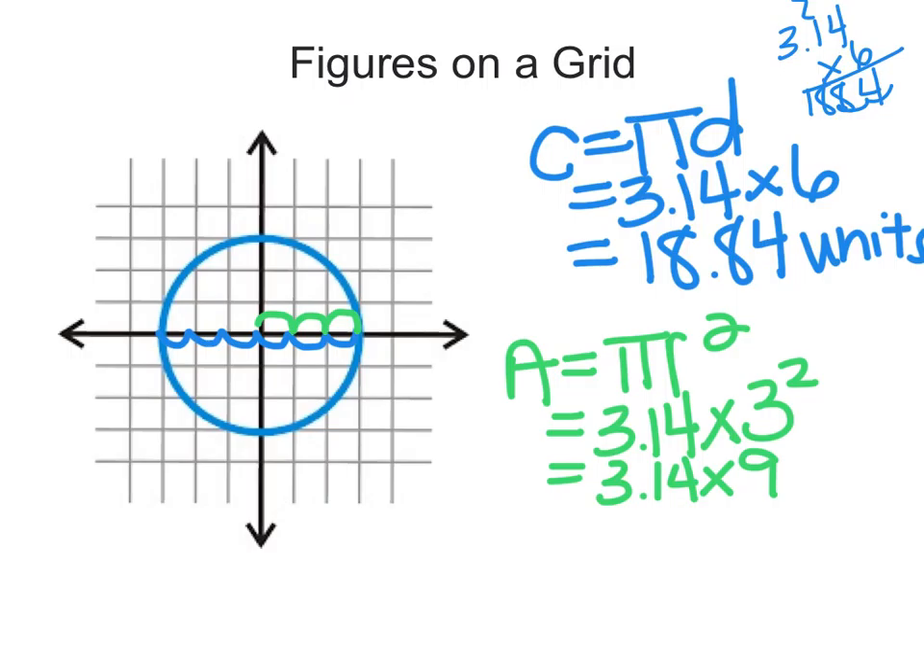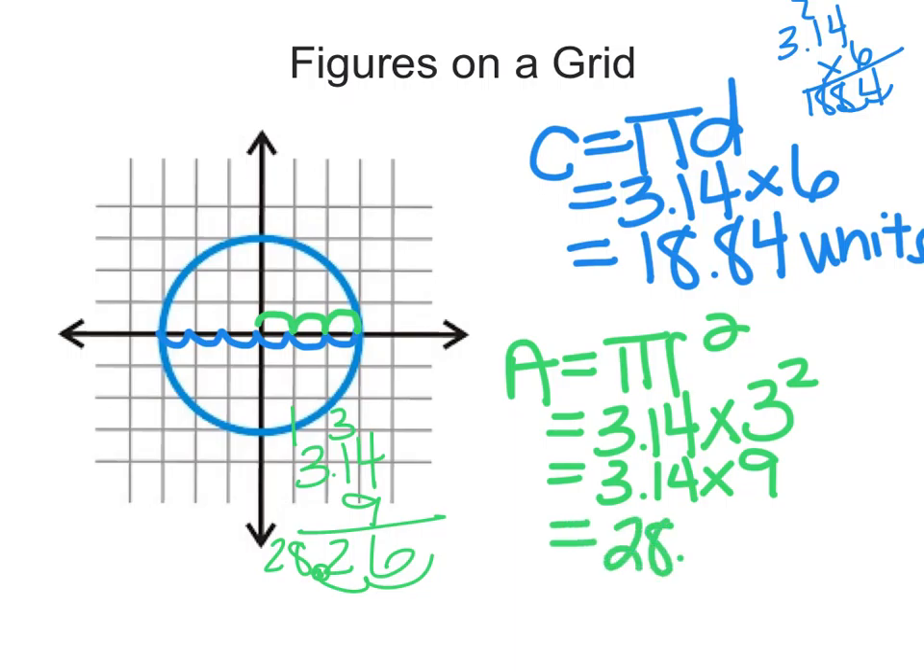So then I would go off to the side and do the multiplication of 3.14 times 9. 9 times 1 is 9, plus 3 is 12. 9 times 3 is 27, plus 1 is 28. You move it back 2 places. Put your decimal where it should be. And my area then is 28.26. And again, in this case, my label would be units squared.